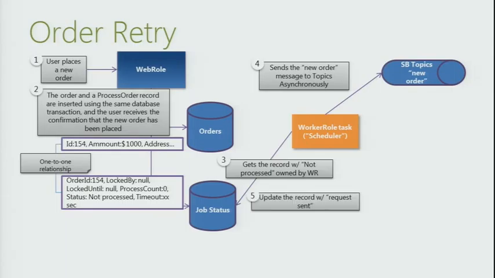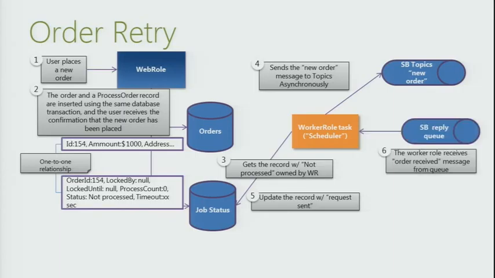Then the worker role updates the record with, I sent a request, and I think you saw that in my demo where it said request sent. Then once I get a reply back on the service bus queue, the worker role goes, I got an order, I received it, and then he will update the record saying request received.